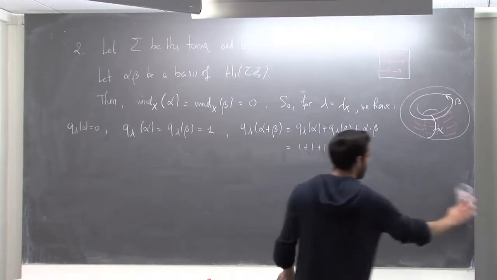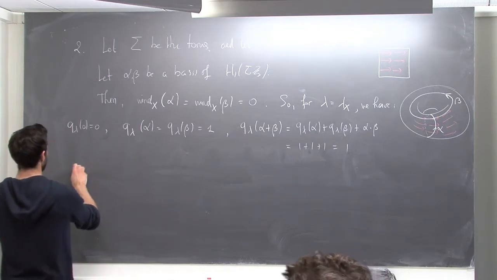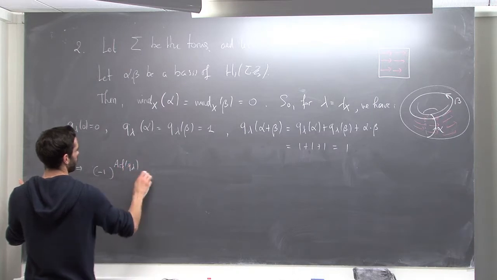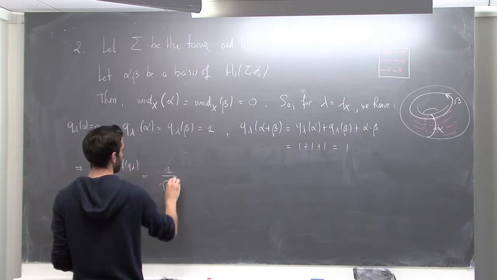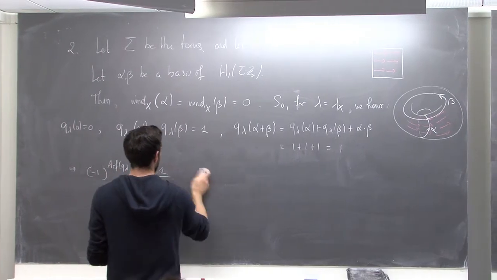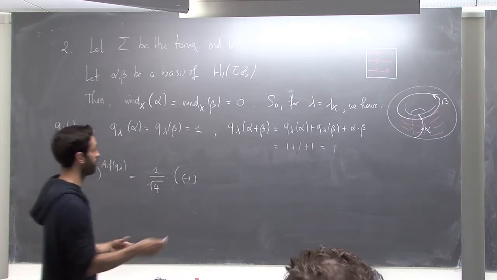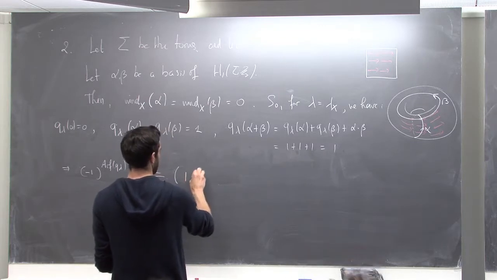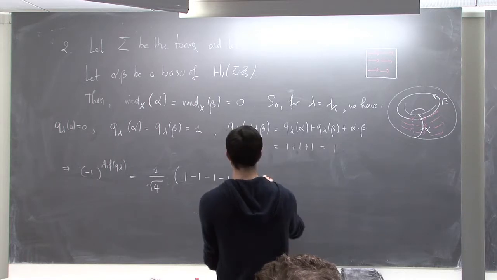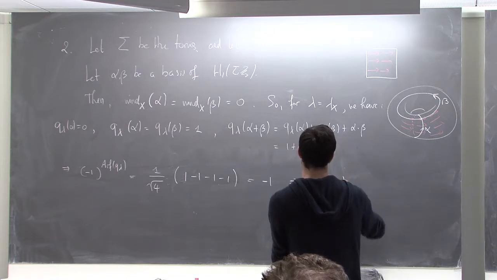So now I can actually compute the Hopf invariant of this quadratic form. So we get that minus 1 to the power of the Hopf invariant of Q lambda is 1 over the square root of 4 times the sum of all these values. So minus 1 to the power 0, and then the three others that give minus 1. So we have plus 1, minus 1, minus 1, minus 1. So this is minus 2 over 2, so this is minus 1. So we see that the Hopf invariant of Q lambda is 1.